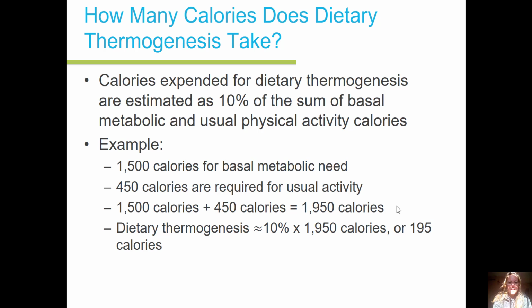So dietary thermogenesis is when we eat food, right? You have to digest, you have to process, you have to transport, you have to absorb those nutrients found in our food. Your body burns calories to do that, okay? So that's where dietary thermogenesis comes into play. So that only accounts, like I said, for about 10% of your total calories burned every day.